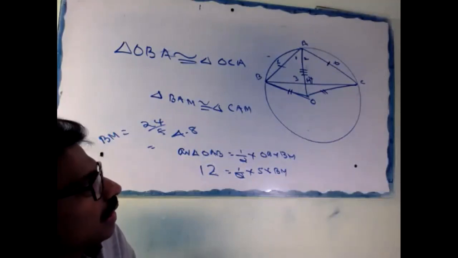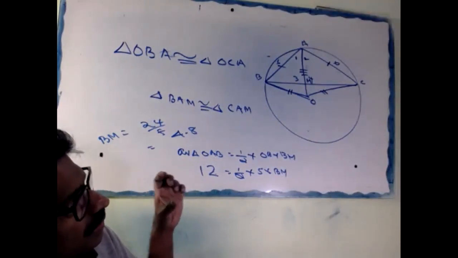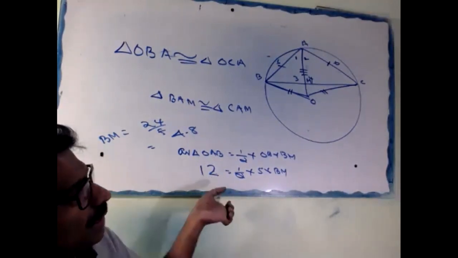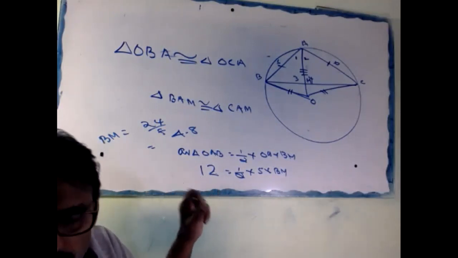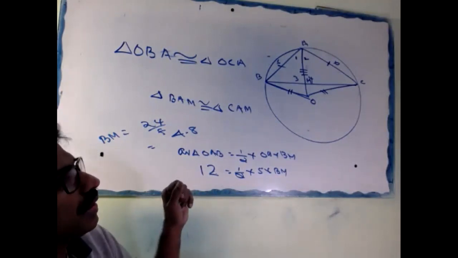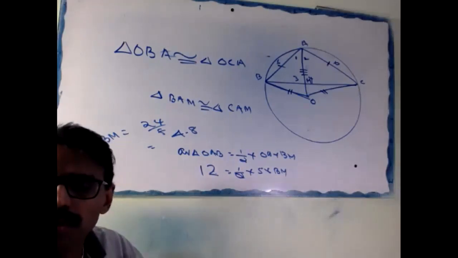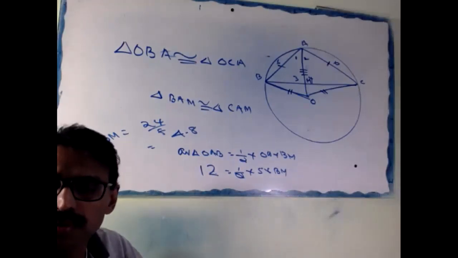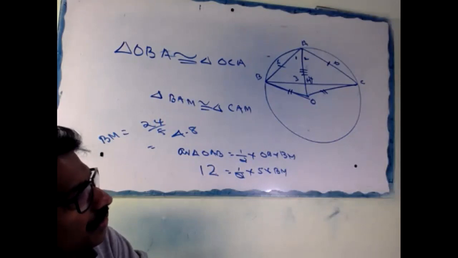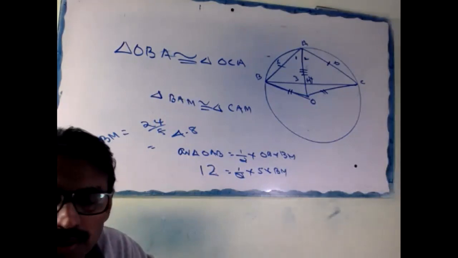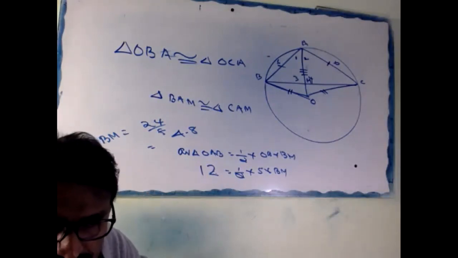Okay, listen here. Triangle OBA congruent to triangle OCA. OB equal to OC, same radius. AB equal to AC, given. OA equal to OA, common. Therefore, triangle OBA congruent to OCA, SSS congruency. Hence, we got angle 1 equal to angle 2, CPCT. This is the first stage.